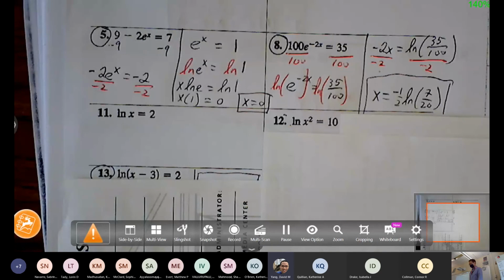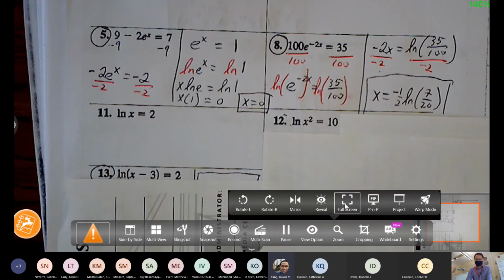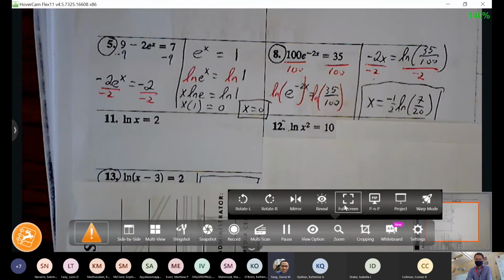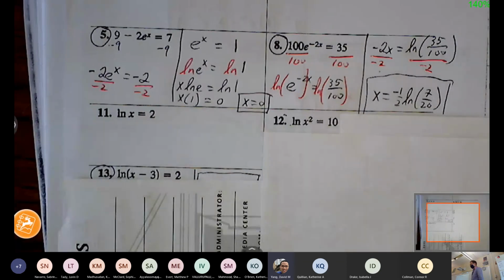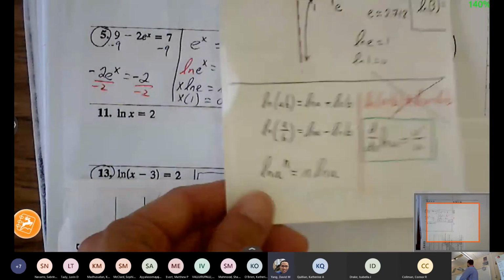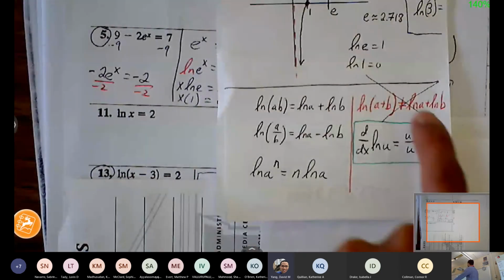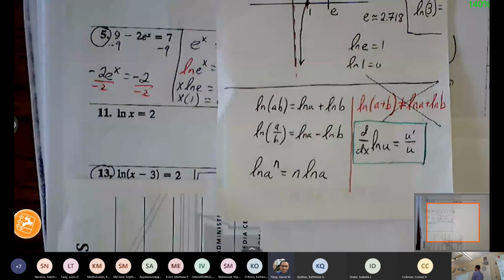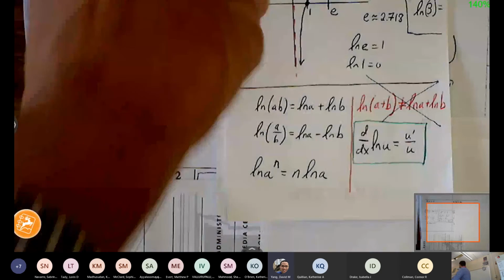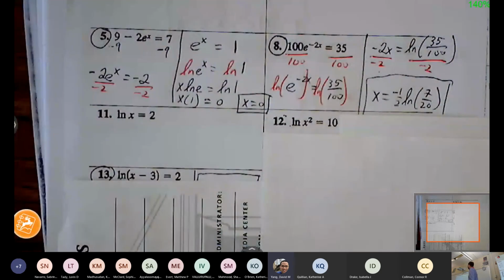Okay, so here's 13. Something I want to point out with number 13 is that we don't have an expansion property for 13. And what I mean by that is we can't do something like this. We can't distribute the natural log through and make it natural log of x minus natural log of 3. That's just not a property that's available to us. So we have to go directly into trying to solve for x. And that x is kind of stuck inside the natural log.